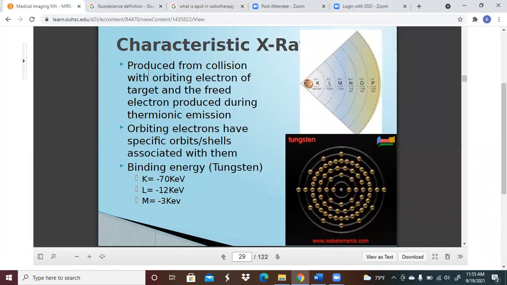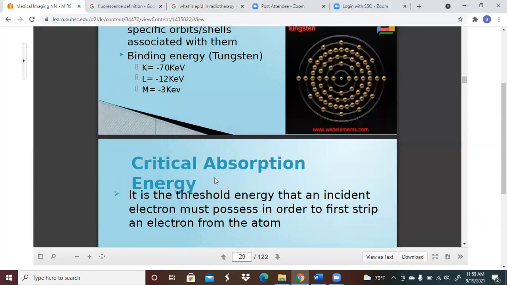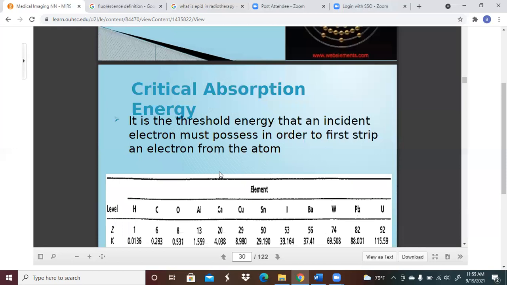So the characteristic X-rays are produced from collision with orbiting electrons of the target and the freed electron produced during thermionic emission. So orbiting shells have specific orbitals associated with them, and they have certain binding energies. Obviously the inner shell is going to have the most, followed by the shell after that, and then the shell after that.